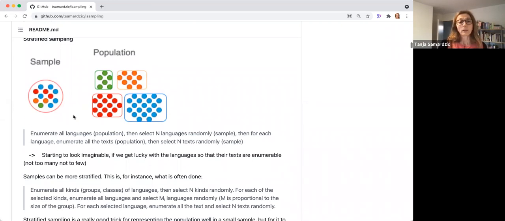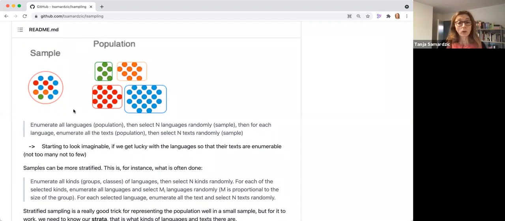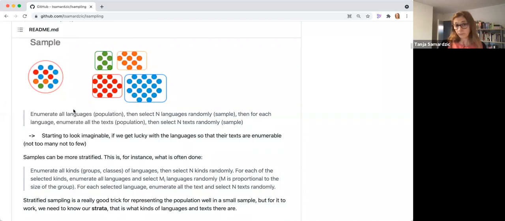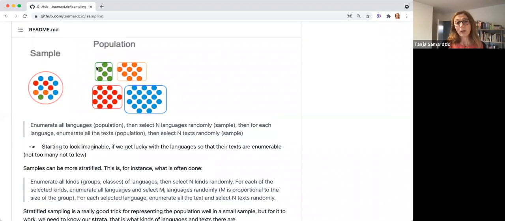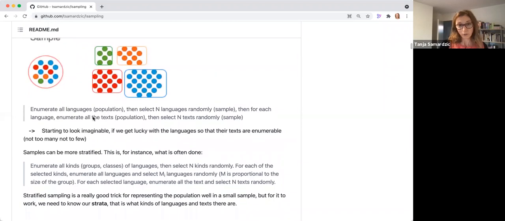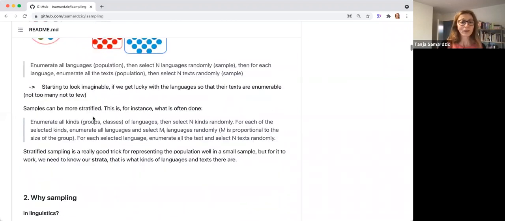This is what is in general called stratified sampling, and this is what is, I think, most interesting for us when we do both linguistics and NLP. So that's what we would like to do, and it would be great to do. But the problem is that we really need to know what our strata are, and in the continuation of this talk, I will explain what the issues about this knowledge are.